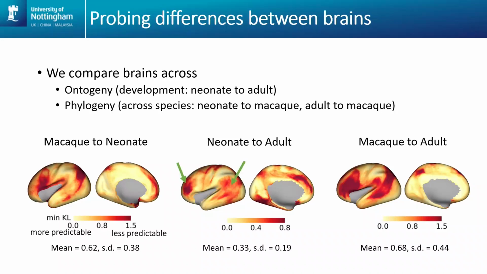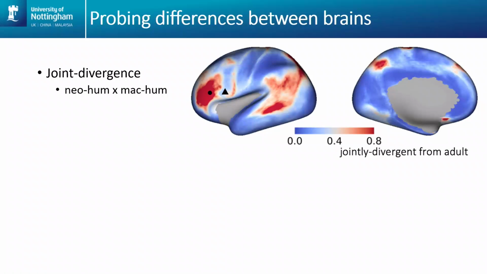Broadly, there is lower divergence in the sensory regions, such as the somatosensory area, and higher divergence in the association areas. Comparing across development, we see quite strong divergence in the inferior frontal cortex, and lower level divergence in the temporal area. Across species, we also see quite strong divergence in the inferior frontal cortex, but also in the temporal and parietal regions.